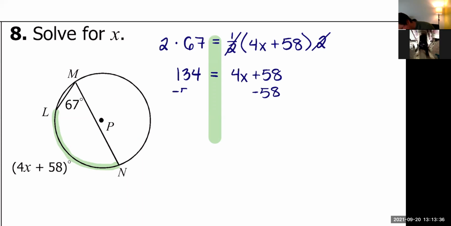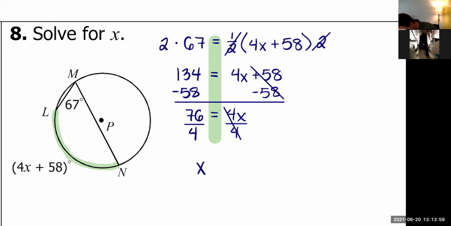Subtract 58 from both sides. My mental math is trash, so what did you get there? 76. 76 equals 4x. Divide both sides by 4. x equals 19.